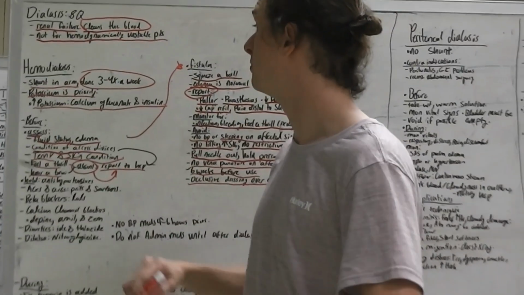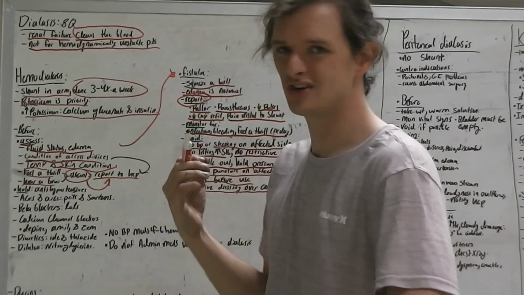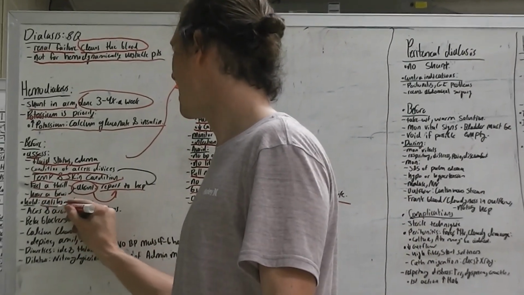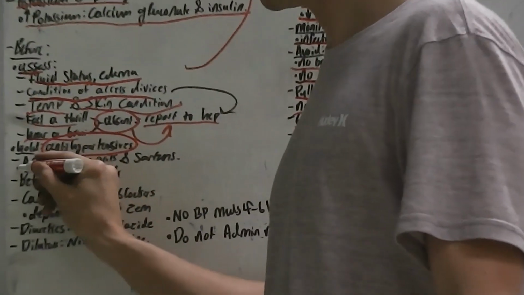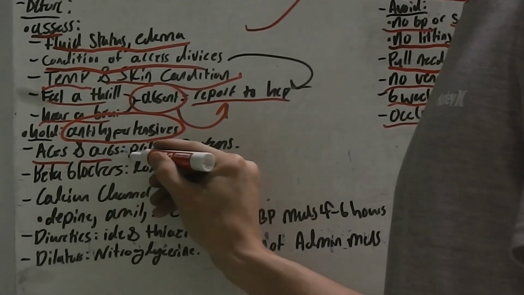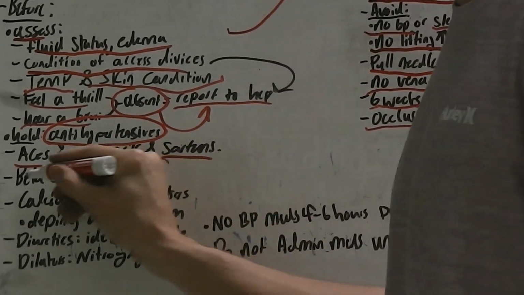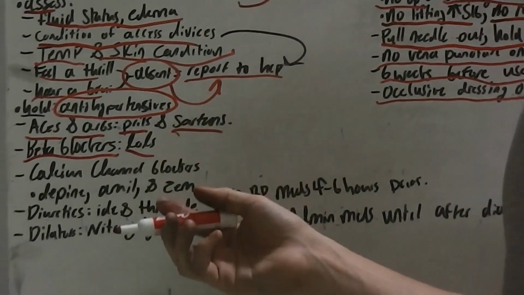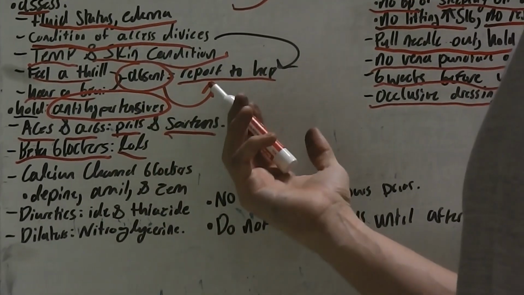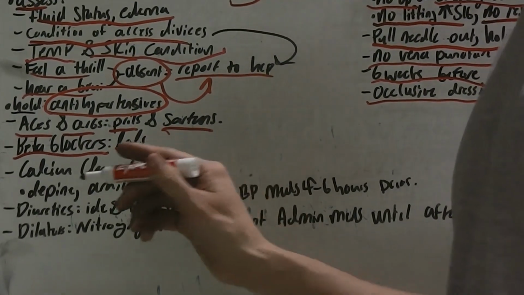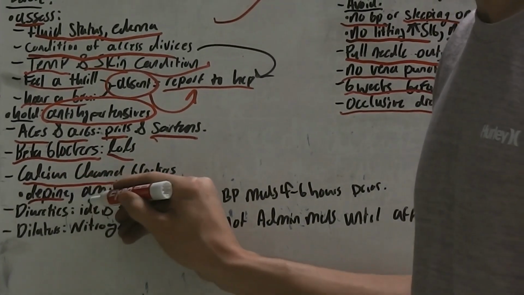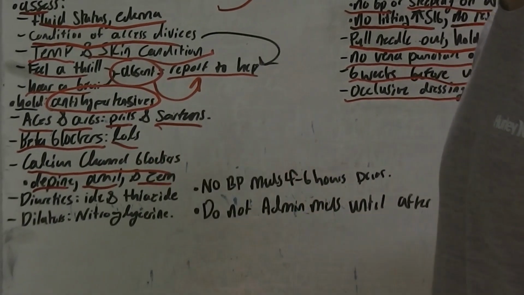Now, what do we hold before hemodialysis? That was on the last test also. We need to hold these antihypertensives, these ACEs and ARBs, the PRILs and SARTANs, the beta blockers, the LOLs. So ACEs and ARBs: ACEs are PRILs, ARBs are SARTANs, beta blockers, and then LOL. Calcium channel blockers, they end in dipine, amil, and zem.